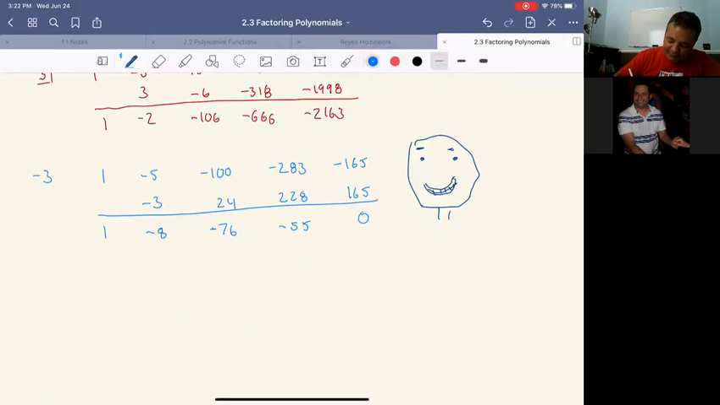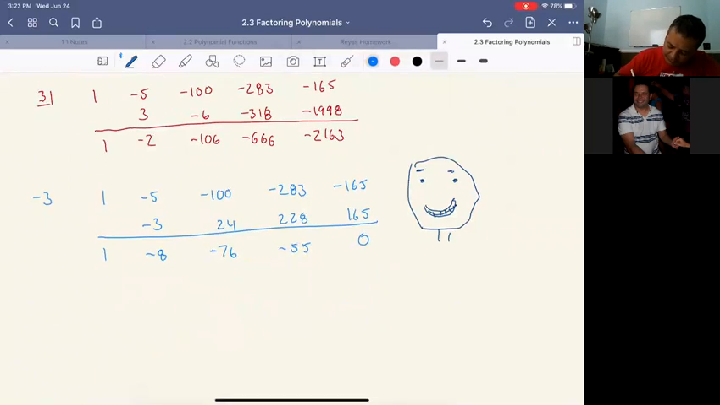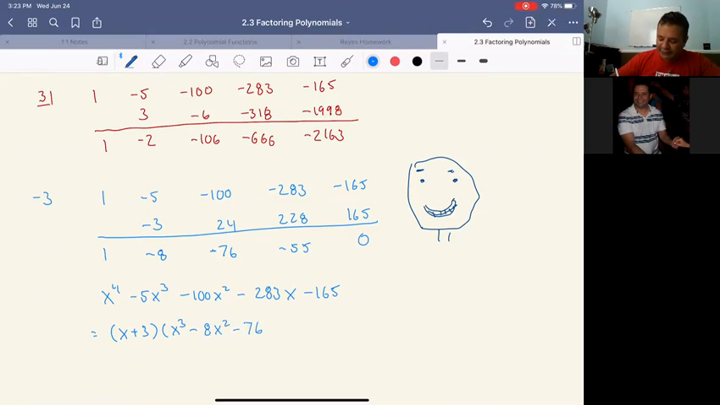That tells us that we started with x to the 4th minus 5x cubed minus 100x squared minus 283x minus 165 equals x plus 3. Let me write that 3 a little better. Times x cubed minus 8x squared minus 76x minus 55. Okay, now this thing is called the depressed equation.